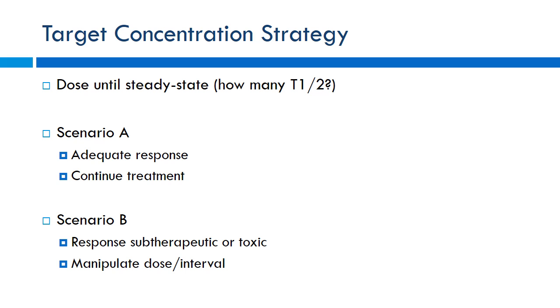So what you find is if you check a level too early, before steady state, it comes back falsely low, and then your inclination is to do what? Increase the dose, right? So by the time the patient really does get to steady state, you recheck it, and guess what? The level's way too high, right? That's one of the common problems you run into.